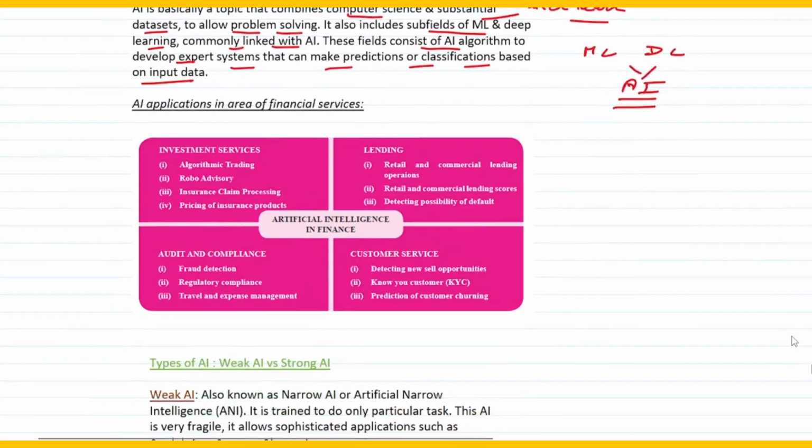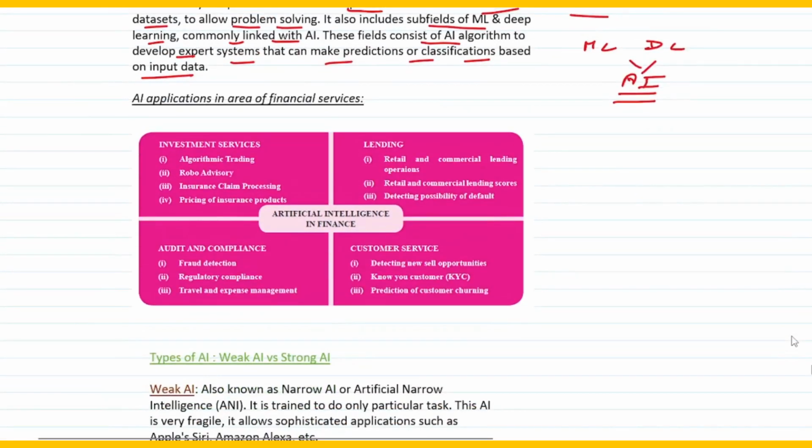Okay, let's understand this. What are the areas? This question can be a bit important, I feel, because it talks about the applications in the area of financial services. So if they ask you what the applications of AI in financial services are, then you can answer by writing these points. First one is investment services. How does AI help in investment services? It helps you in algorithmic trading, right? If you are a share trader, it can help you in algorithmic trading.